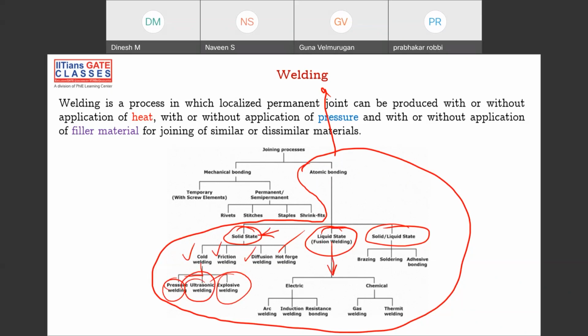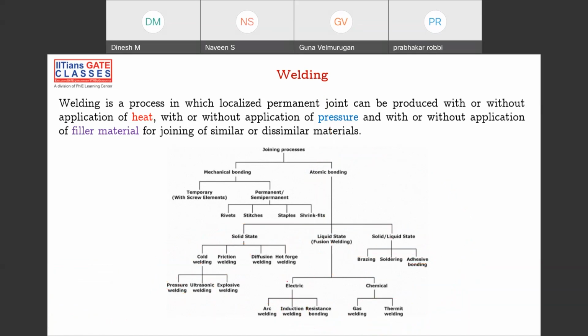Here liquid state, in the sense you have liquid metal that is being formed. So in that we have two categories: electric welding, chemical welding. In electric welding we have arc welding, electric induction welding, electric resistance welding. Gas welding and thermite welding will come under this chemical operation. Brazing, soldering, adhesive bonding will come under semi-liquid state. Okay. So in this syllabus we have arc welding, resistance welding, gas welding, thermite welding, brazing, soldering.